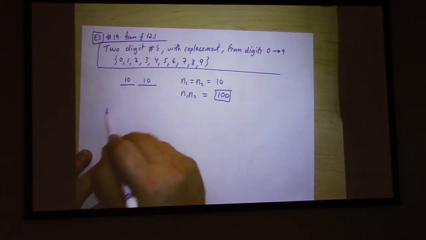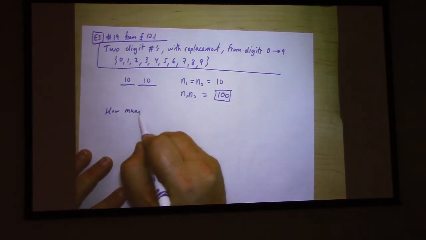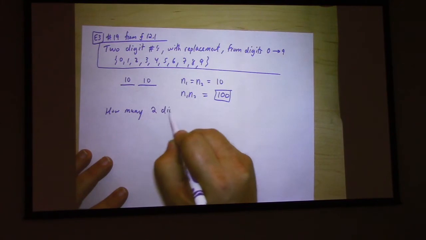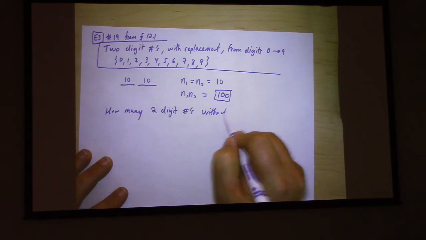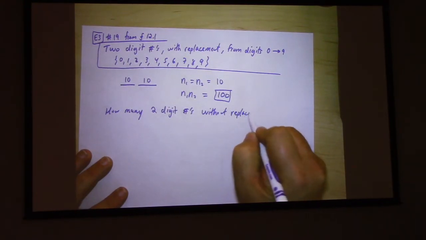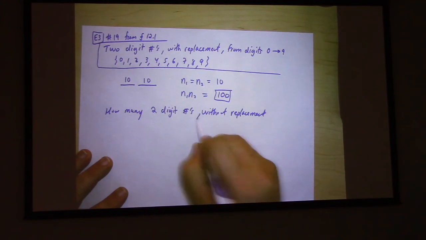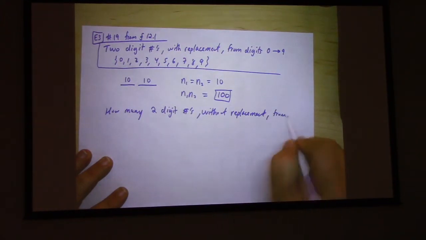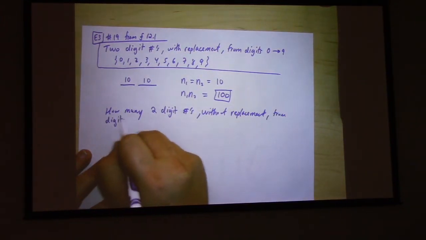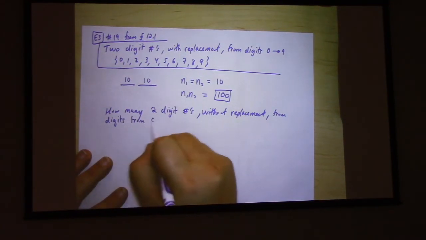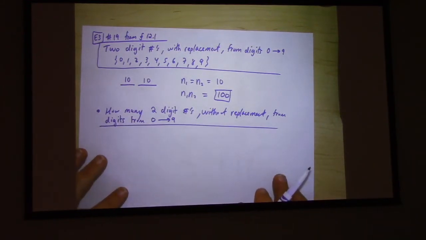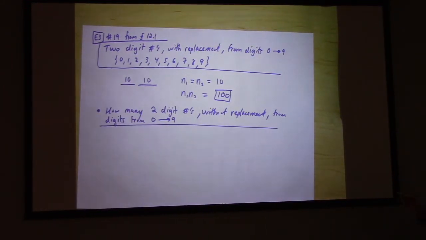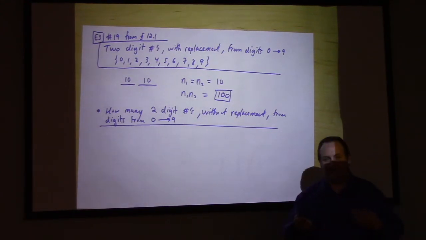How many 2-digit numbers without replacement from digits 0 to 9? In other words, we're looking for a 2-digit number where you're not allowed to have multiples of 11, essentially, right?